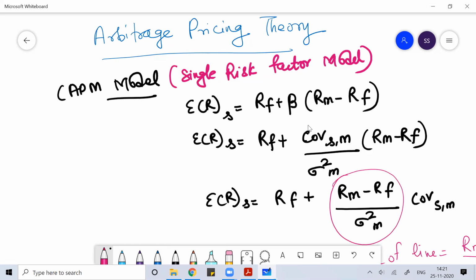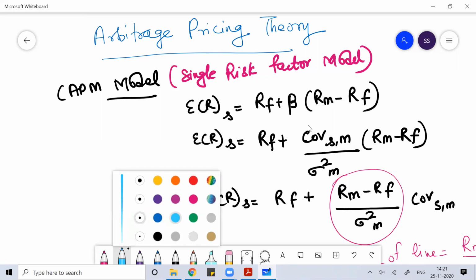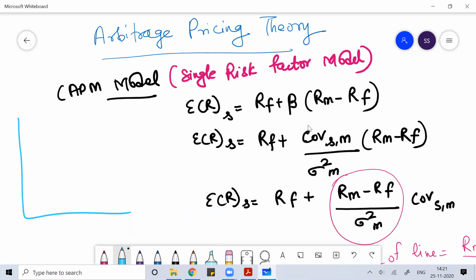So if we are trying to minimize the unsystematic risk, the unsystematic risk can be minimized. So unsystematic risk can be minimized by creating a portfolio.